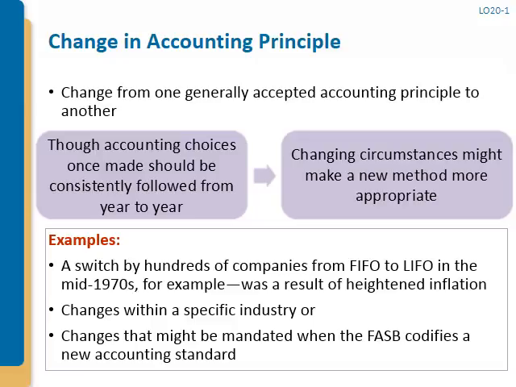Changes with a specific industry, too, can lead a company to switch methods, often to adapt to a new technology or to be consistent with others in the industry. And of course, a change might be mandated when the FASB codifies a new accounting standard. For these reasons, it is not uncommon for a company to switch from one accounting method to another.